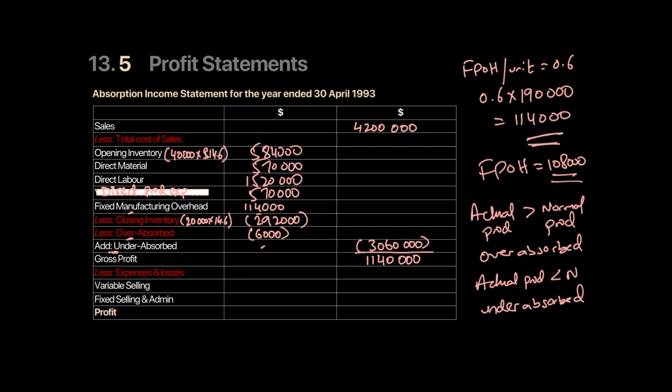Those expenses that were there in marginal but were non-manufacturing. So that's variable selling and that's fixed selling. Right, variable selling was 210,000. You guys can refer to your marginal income statement, and fixed selling was 75,000. That means your non-manufacturing expenses and losses are 285,000. And you should get your absorption profit to be 855,000 over here.